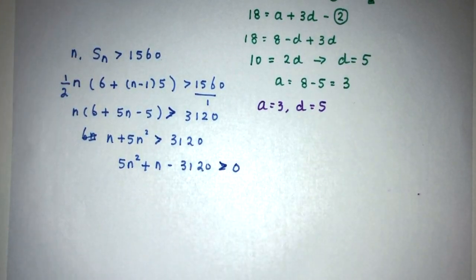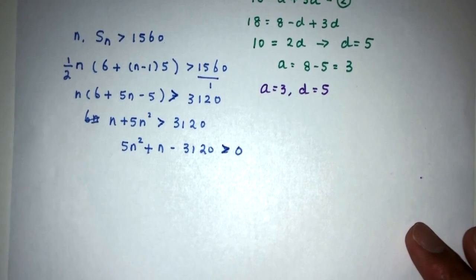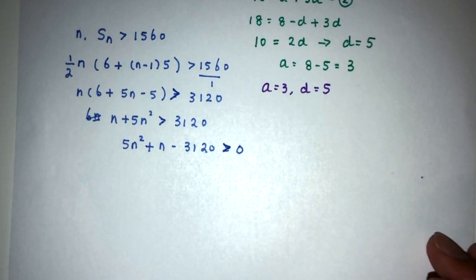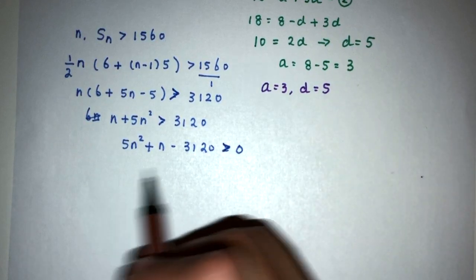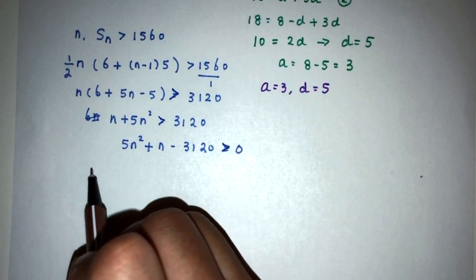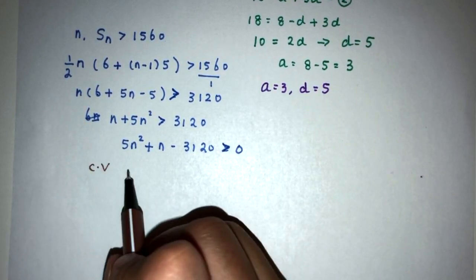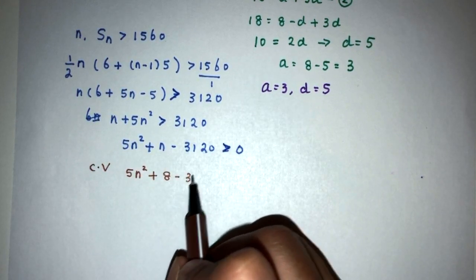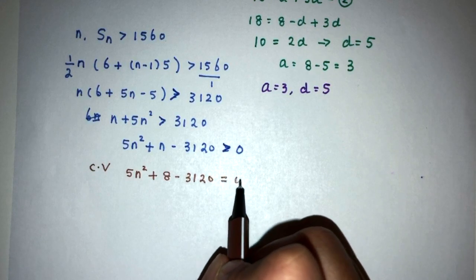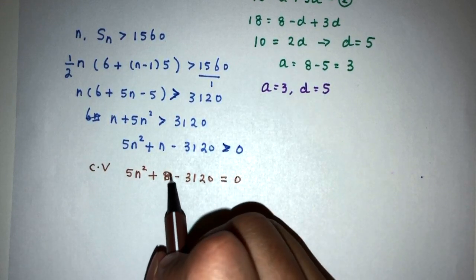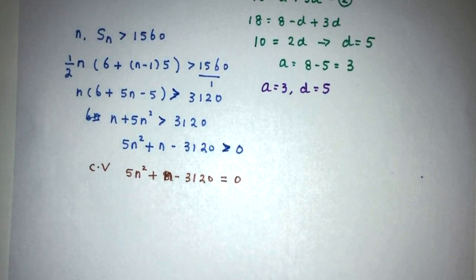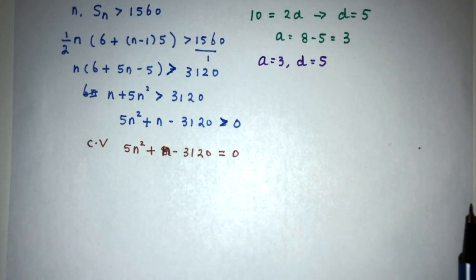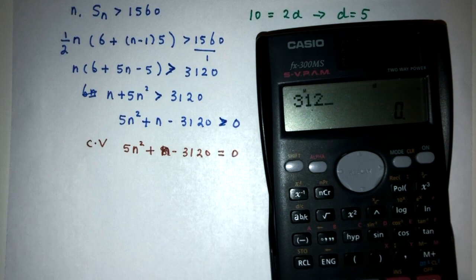Right. So as always, this kind of equation will be solved by using the graph method as well. So let's see what can we do right now. The idea here is that we have to find the critical values. That will be 5n squared plus n minus 3120 equal to 0. So this is n, not 8. Okay, so let's solve this by using the formula if you want to, because it seems kind of not easy to solve this one directly.